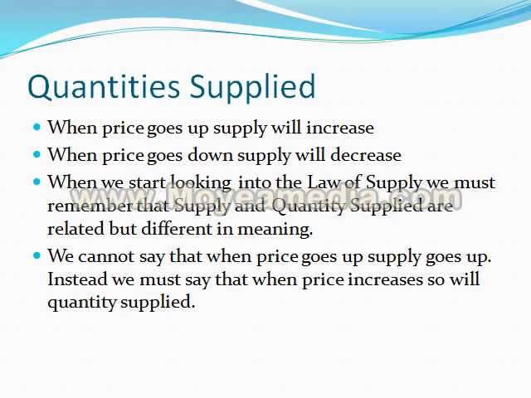Basically what this is saying is when price goes up, supply will increase as well. When price goes down, supply will decrease. What this is saying is that the producer is deciding how much he wants to supply at a given market depending on the price.